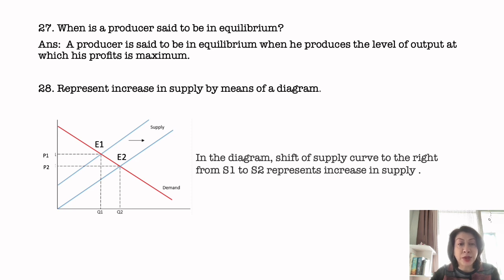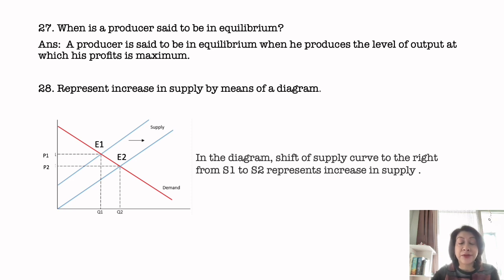When is a producer said to be in equilibrium? A producer is said to be in equilibrium when he produces the total of output at which his profit is maximum. Question number 28. Represent increase in supply by means of a diagram. Here you are supposed to draw a diagram which is showing the increase in supply. So you can see in the diagram I have measured quantity along the x-axis and price along the y-axis.